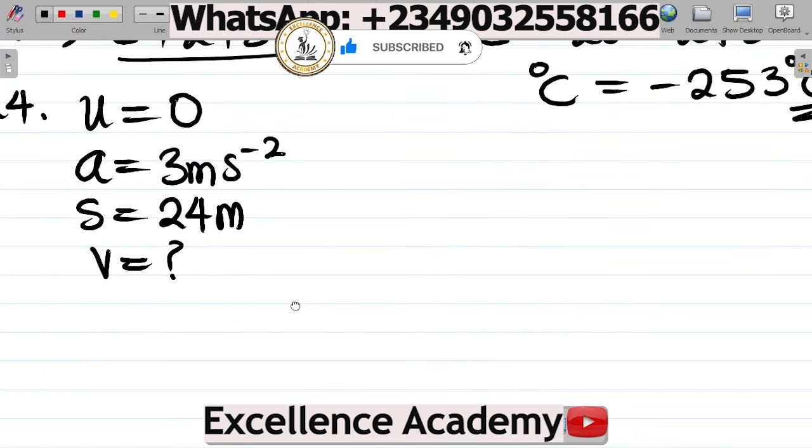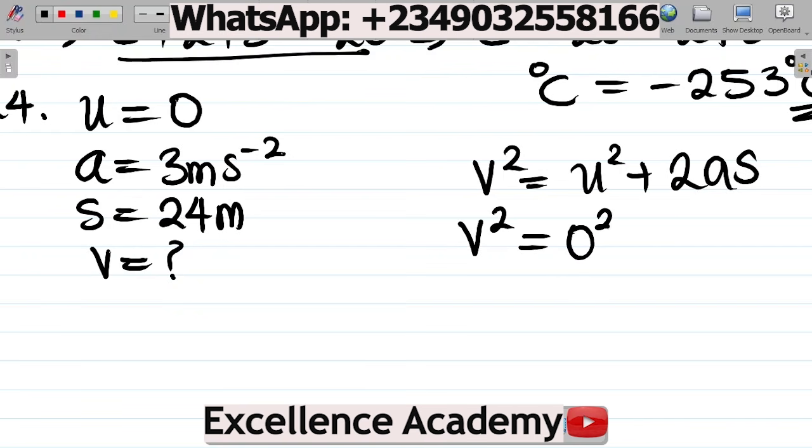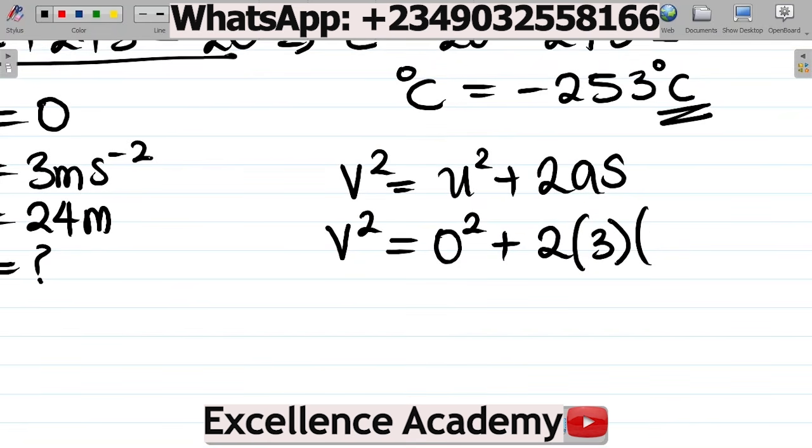So let's solve this question here. The equation of motion that is suitable here would be v squared is equal to u squared plus 2as. All right, this is a suitable equation of motion. V squared, we don't know what v is, is equal to, it starts from rest, so u is 0, 0 squared, plus 2 into a, which is 3, and s is 24. So you have this into 24. All right, let's get this done.